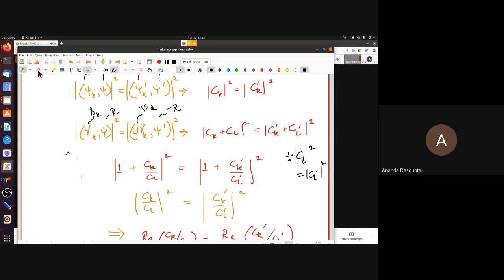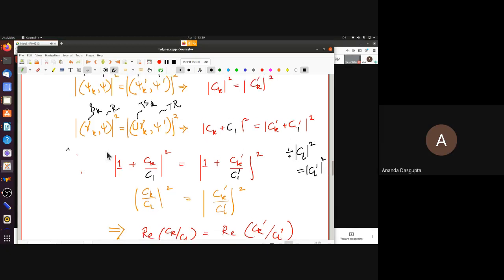Oh, sorry, I made a mistake here. This is not Cl, this is C1. And I'm dividing not by Cl, I'm actually dividing by C1, and C1 prime here. Okay. And this is also exactly the same. These are all C1s.